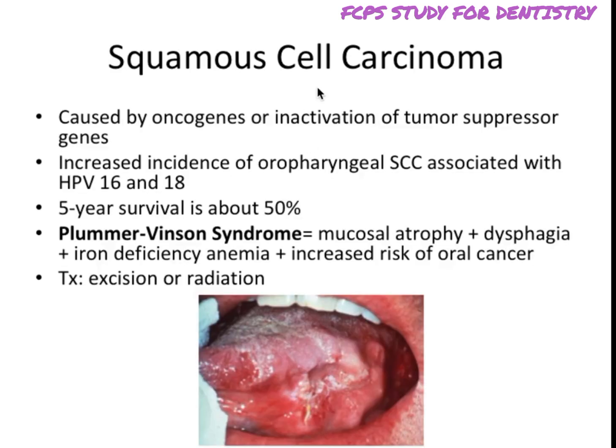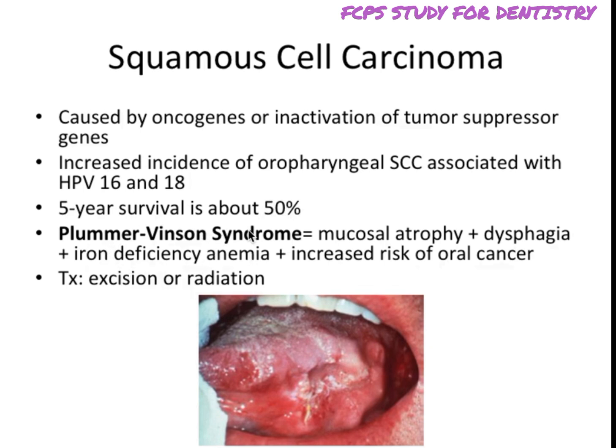Next, we have squamous cell carcinoma, and it's caused by oncogenes or an activation of tumor suppressor genes, which are pretty much the two most common ways that cancer can form in terms of a biochemical or more genetic level. Increased incidence of oropharyngeal squamous cell carcinoma is associated with HPV 16 and 18, so those same two high-risk HPV strains. The 5-year survival is unfortunately about 50%, and we can also bring in another syndrome.